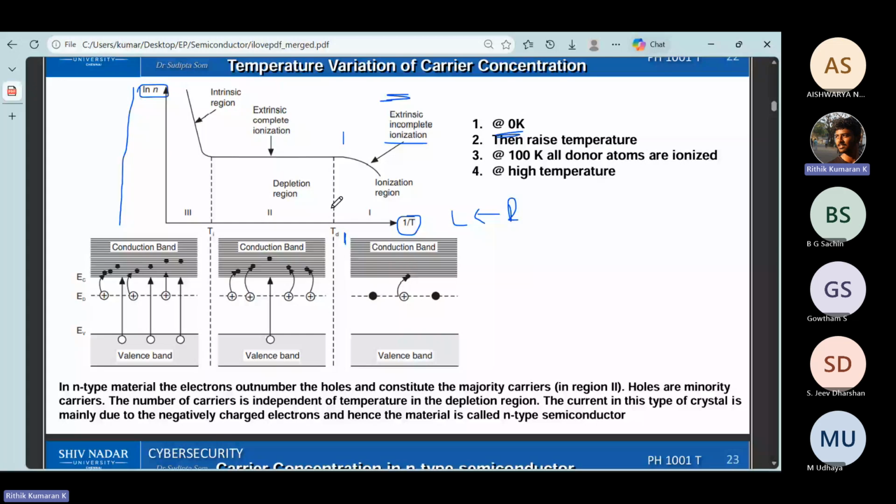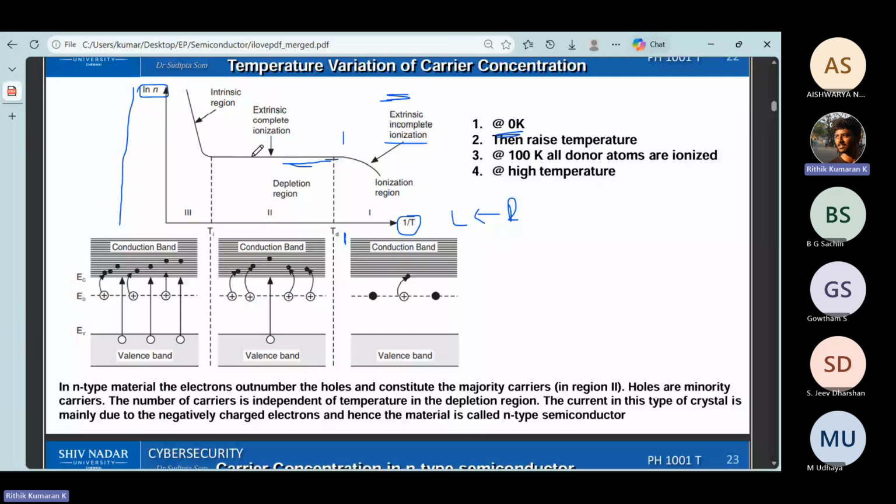Next comes the temperature. Then we raise the temperature to a certain limit. Once we raise the temperature, what happens? We need very little thermal energy to promote the valence electron, the single electron of the phosphorus element. So this will go to the conduction band. As you can see, the phosphorus gets a positive charge and the electrons from the phosphorus move on to the conduction band. After a certain limit, you can see this graph getting saturated.